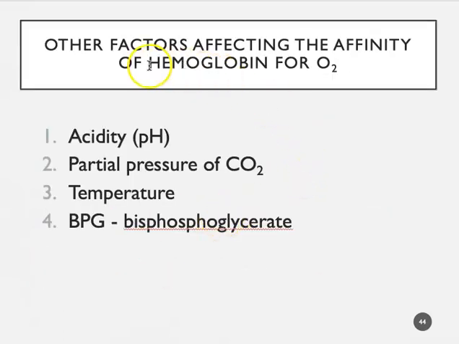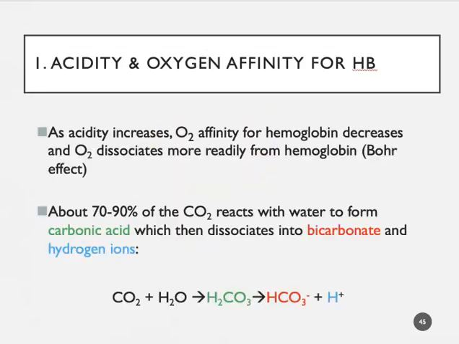Other things that are going to affect the affinity of hemoglobin for oxygen will all be related, again, to things that we would see in working muscles. So acidity, partial pressure of carbon dioxide, temperature, as well as something called BPG. As acidity increases, the oxygen affinity for hemoglobin decreases, and oxygen will dissociate more readily from hemoglobin. So meaning, again, as acidity increases, the hemoglobin will release those oxygen molecules.